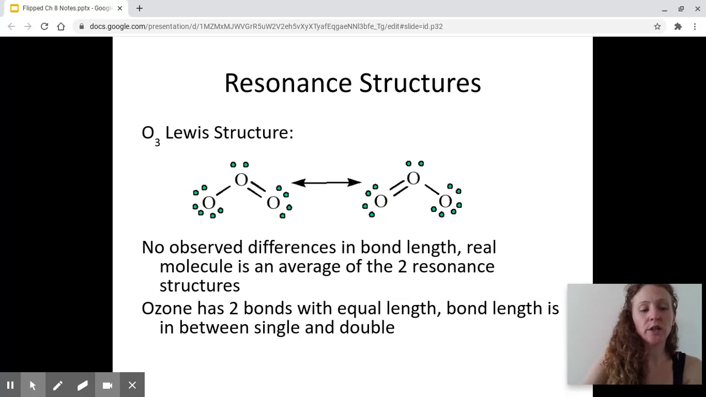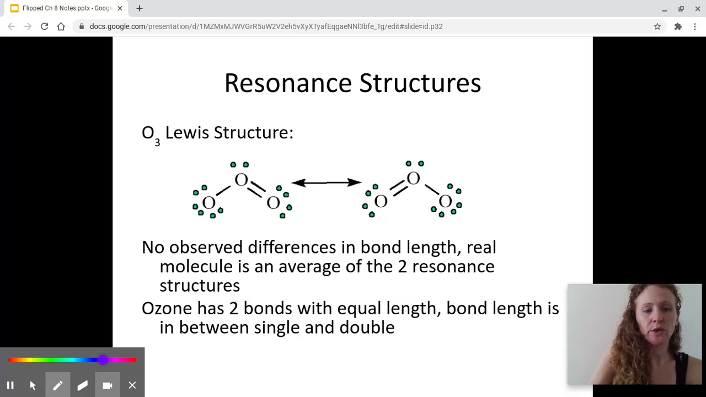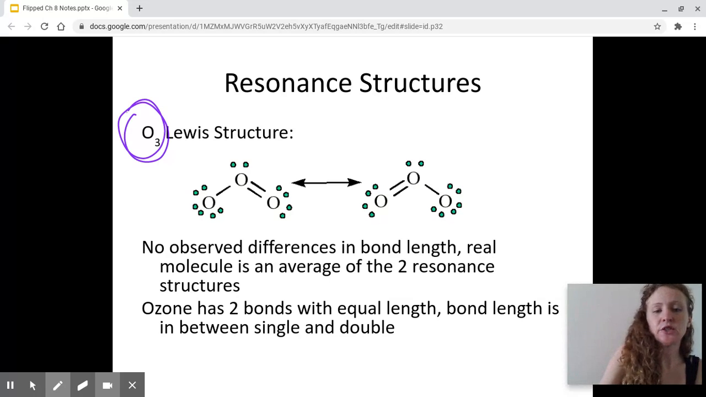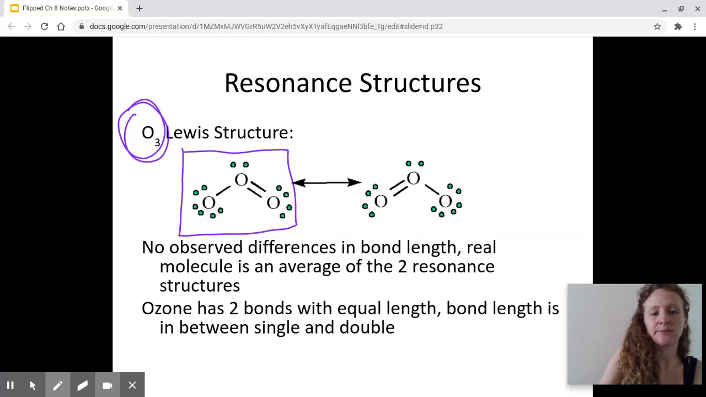Okay, so we're going to look at ozone in this example. So we're looking at the molecule of ozone. If you go ahead and you write out the Lewis structure of ozone, so you add up all the valence electrons, connect them all to a central atom, which is going to be oxygen, distribute them all until they all have an octet. In this case, we have to try multiple bonds. What you're going to get is a Lewis structure that looks like this.